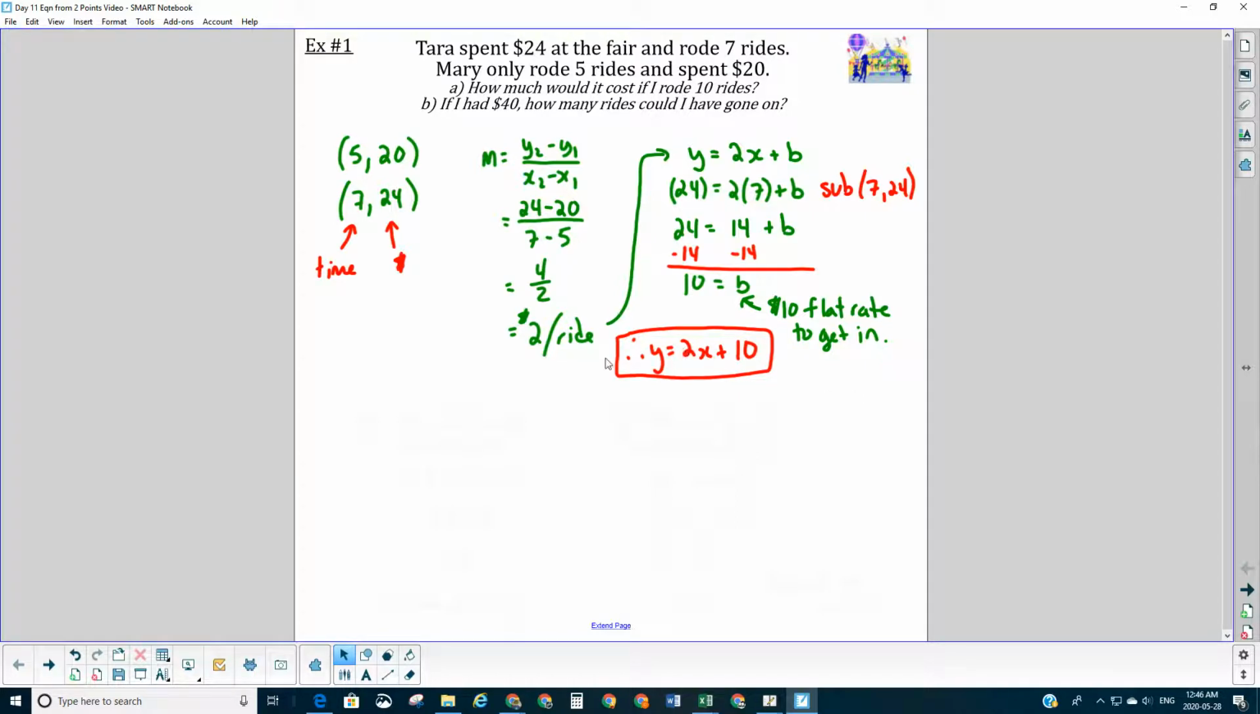So this second half is exactly like the work that you did yesterday, and you got an equation. But in yesterday's lesson, we stopped there. We just got the equation. That was it. But now that we have this equation, we can answer tons of questions about it. How much would it cost if we rode 10 rides? If you had $40, how many rides could you go on?